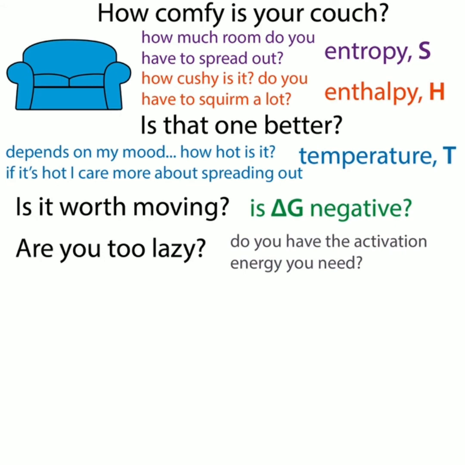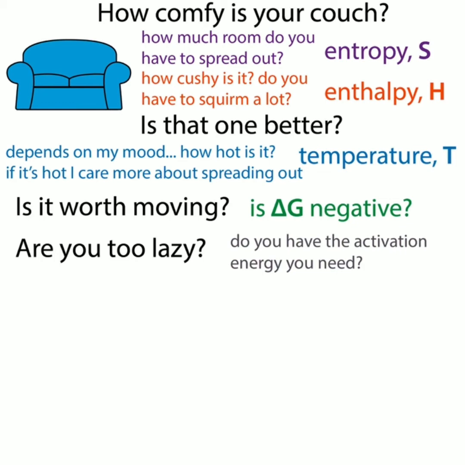And then the final thing to keep in mind is the temperature. The temperature is kind of like a modulating factor. It's not going to change the entropy or the enthalpy, but it'll change how much we care about the different ones. When you're couch hopping, if it's hot out, you're going to care more about spreading out than cushiness. It's tipping the scale in favor of one or the other. And ultimately these go together to make whether or not it's worth it for you.